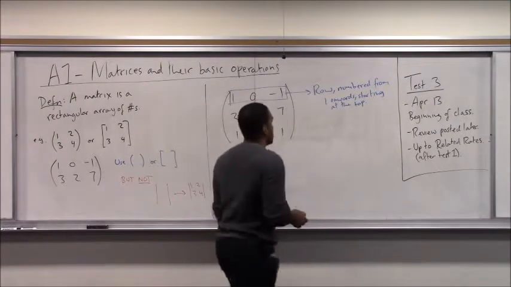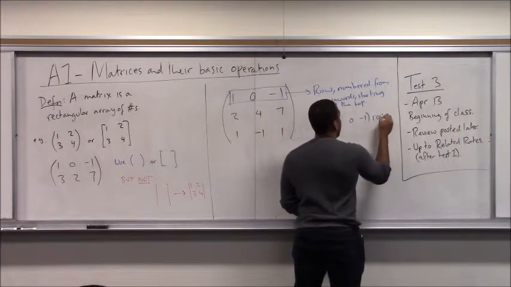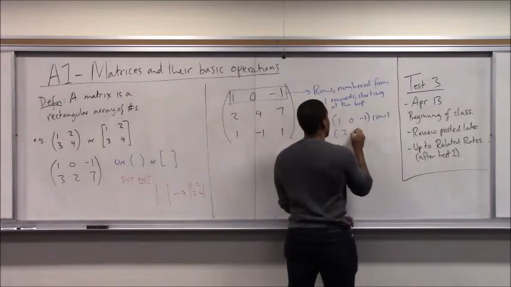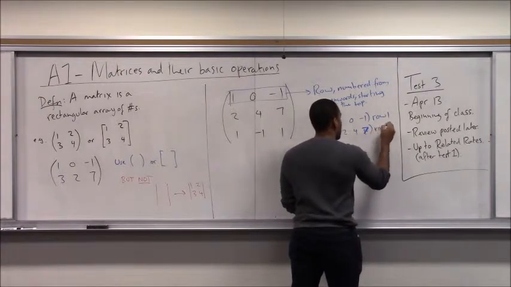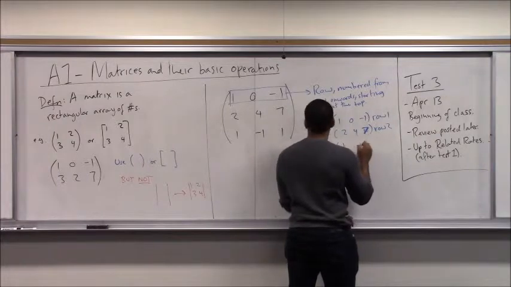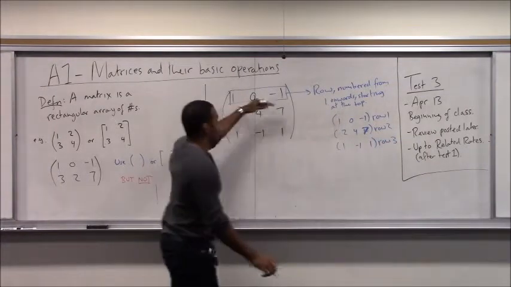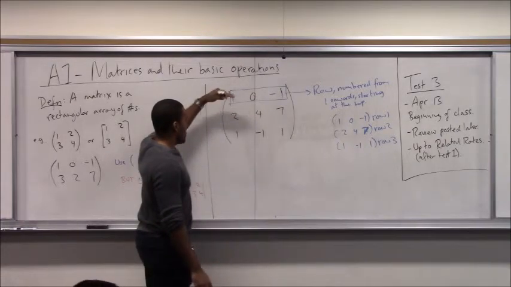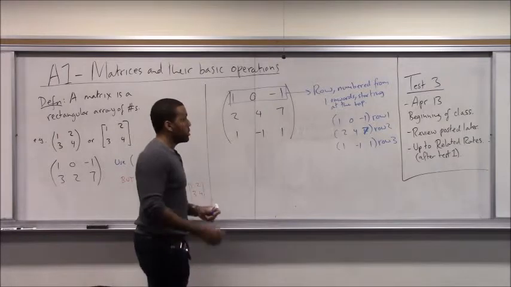In other words, this sequence of numbers, that's row 1. And this sequence of numbers, that's row 2. And this sequence of numbers, that's row 3. Okay? So we call these the rows of the matrix. We number them from 1 going down. Row 1, row 2, row 3.